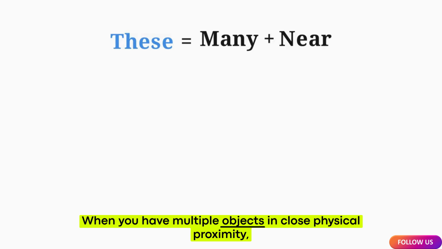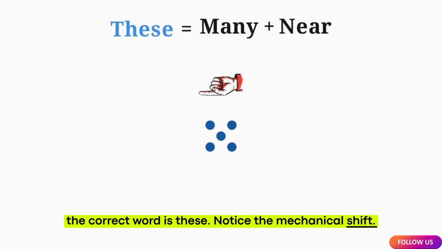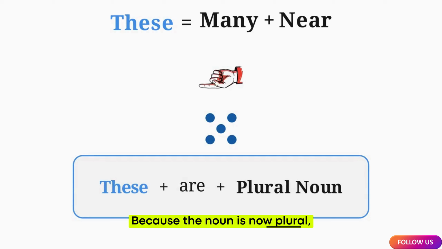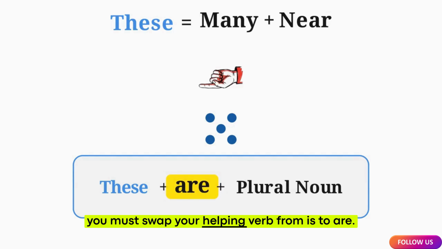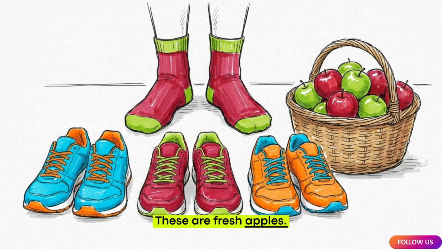This next diagram scales our framework. When you have multiple objects in close physical proximity, the correct word is these. Notice the mechanical shift. Because the noun is now plural, you must swap your helping verb from is to are. Clustered nearby items sound like this. These are my shoes. These are fresh apples.